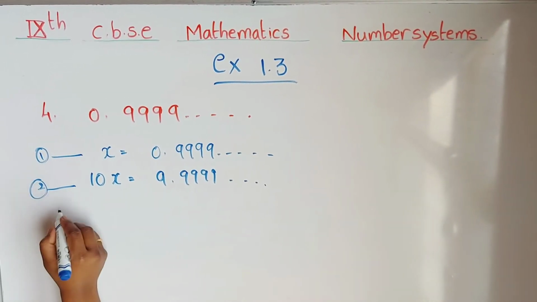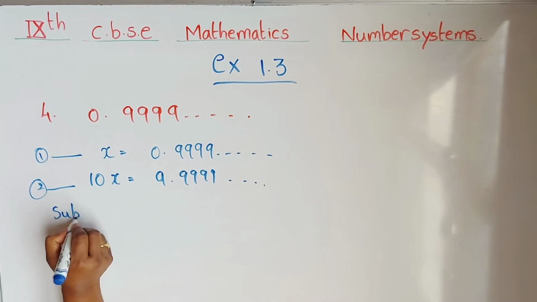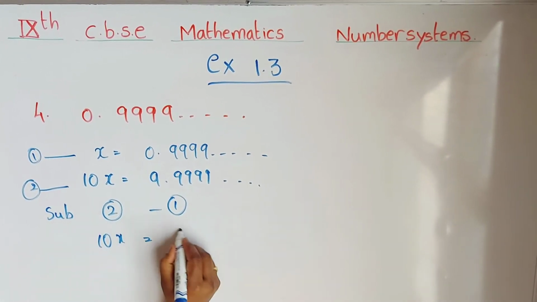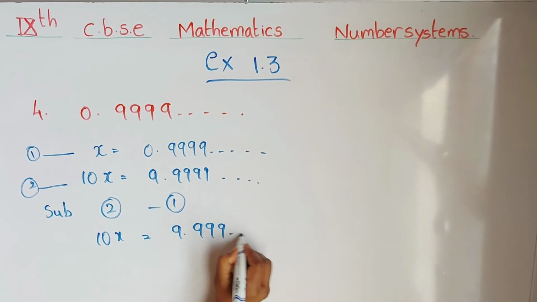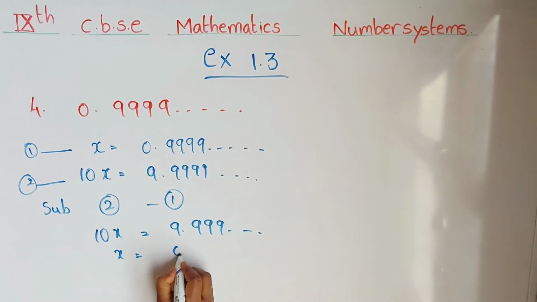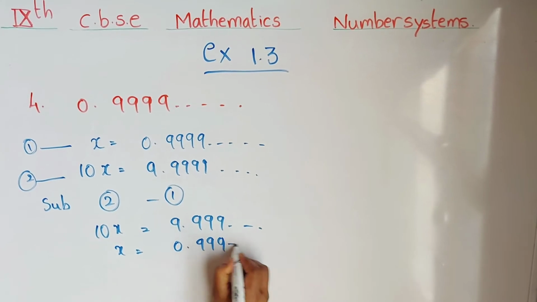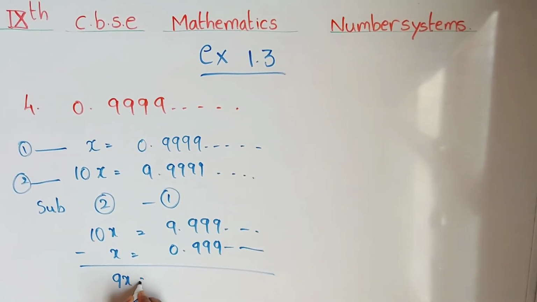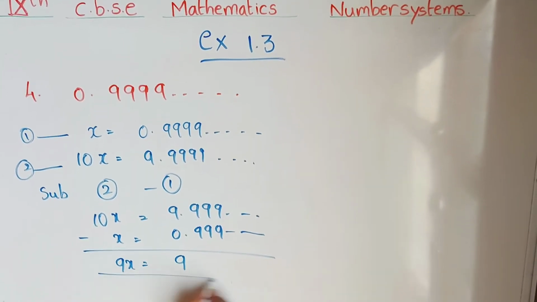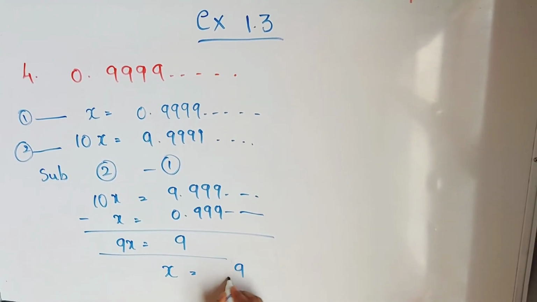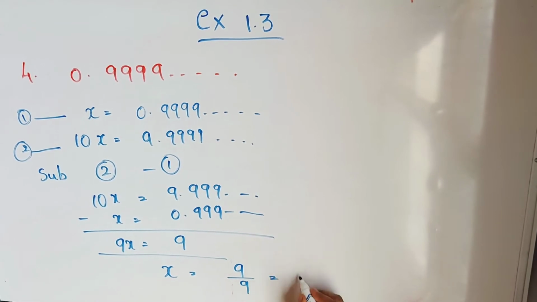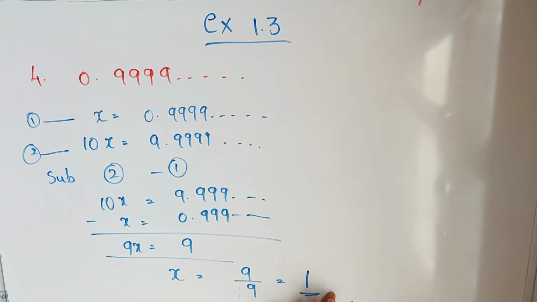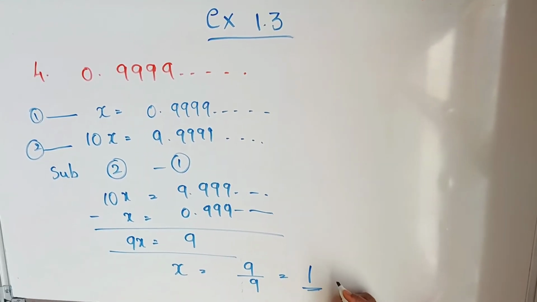And the second statement, what we have to do? Subtract 2 minus 1. 10x equal to 9.999 and so on; x equal to 0.999 and so on. Subtract: 10x minus x equal to 9x is equal to 9. So what is the x value? 9 divided by 9. See, 9 ones are 9. What is the answer here? 1. So the P by Q form is 1 by 1.